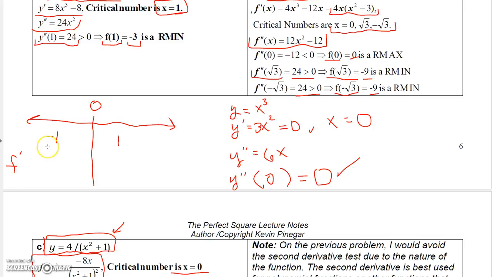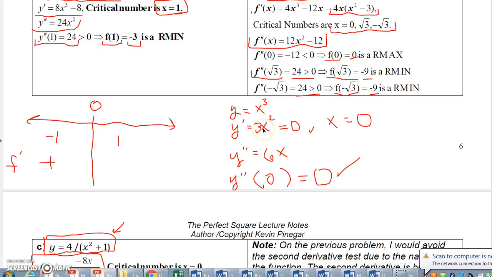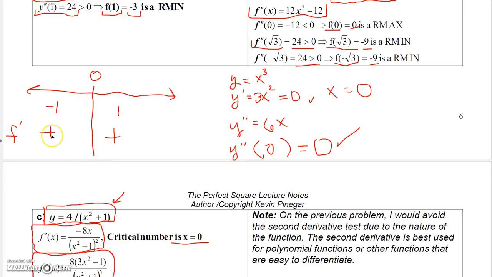Okay, well, if I evaluate the first derivative, which is 3x squared, if I evaluate 3x squared at -1, that's going to be a positive number. So the first derivative is positive at -1. But if I evaluate the first derivative at 1, I'm also going to get a positive number. Okay, well, notice that there's no change as we cross 0. The first derivative is positive on both sides of 0. So for the first derivative test, I know that 0 does not give me an extreme value.